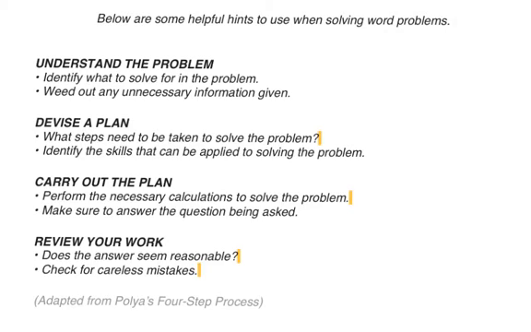So here are some general helpful hints for when we're solving word problems. First, you're going to need to understand the problem. So identify what it is that they want your answer in, so what it is you're solving for, and weed out any unnecessary information. And then you're going to want to devise a plan. What am I going to do to solve the problem? What skills am I going to need to know? And then carry out that plan. Do the necessary calculations and double check that you answered the question that was asked. And then review your work. Does this answer seem reasonable? And then check to make sure you didn't make any careless mistakes.